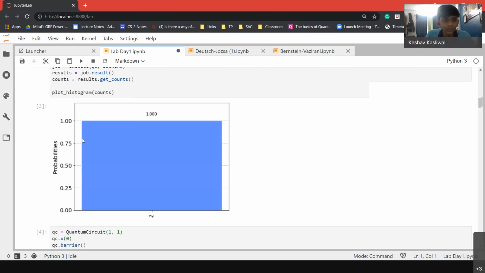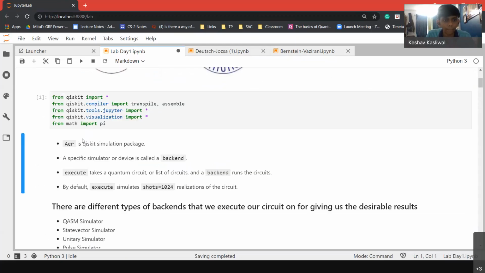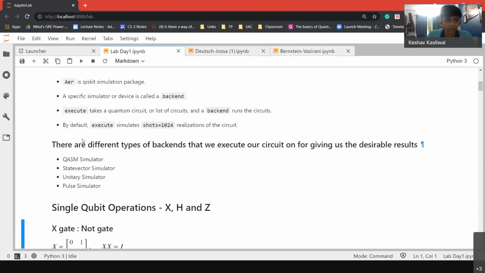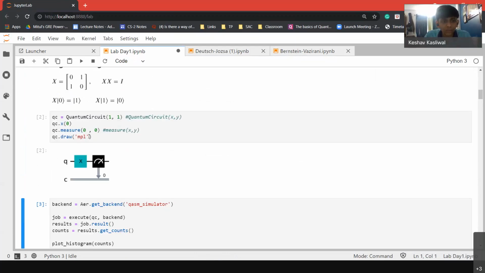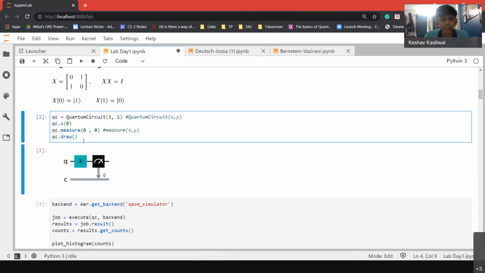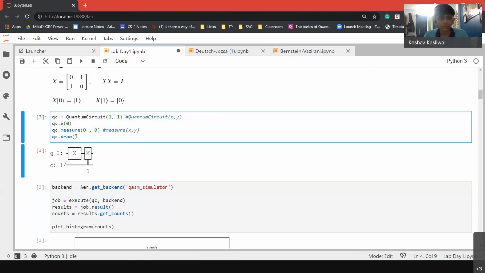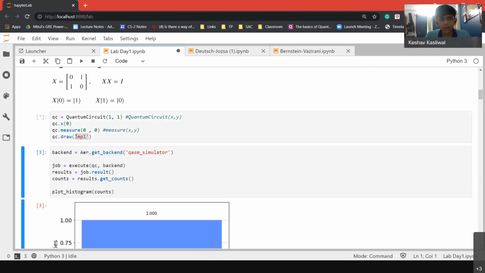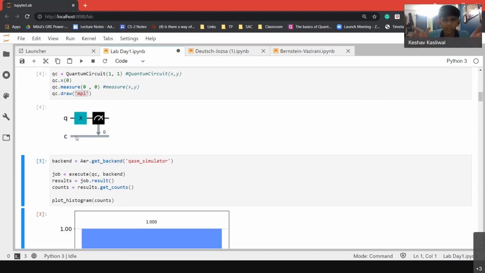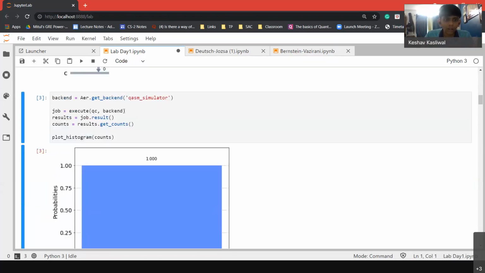Let's see if it's executed. Yes. Now, what if we had removed the MPL option here as well? It gives a representation properly, but it's not as visually appealing, because the earlier one was really good looking. This is required to give a proper, clear appeal of what the circuit actually means. Coming to what I said about shots, let's say shots equals 500.